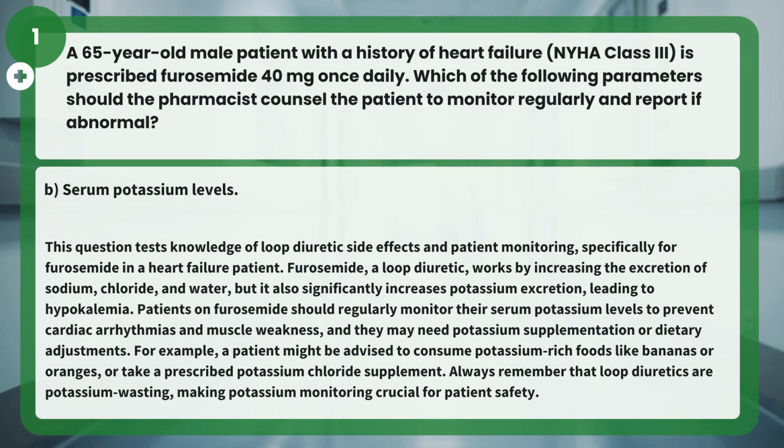weakness, and they may need potassium supplementation or dietary adjustments. For example, a patient might be advised to consume potassium-rich foods like bananas or oranges, or take a prescribed potassium chloride supplement. Always remember that loop diuretics are potassium wasting, making potassium monitoring crucial for patient safety.